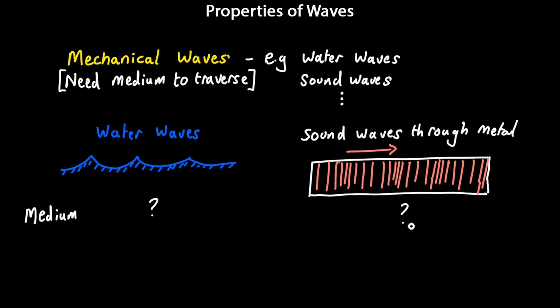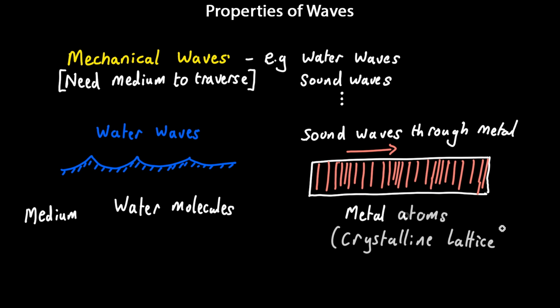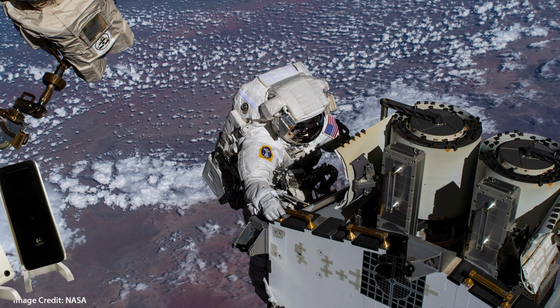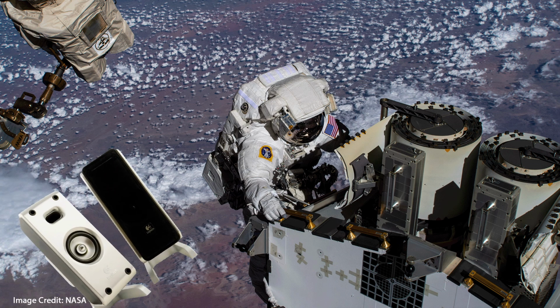So with a water wave, the medium is the water itself, or the molecules of water. And for the sound wave, when it's travelling through a piece of metal, the medium is whatever the metal is made up of. So a mechanical wave requires a medium in order to travel. So if we place a speaker in the vacuum of space, or any other vacuum, the vibrations from the speaker won't travel anywhere because there's no medium for the waves to travel in.